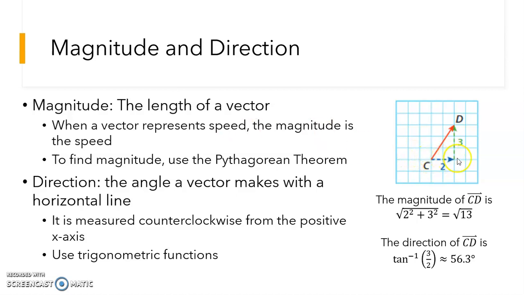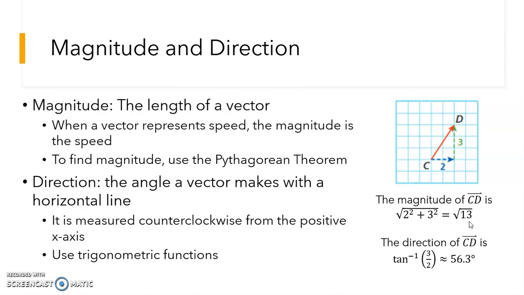Notice when I graph my vector and I write out the horizontal and vertical components, this makes a right triangle. The base is 2, the height is 3, and we want the length of this vector. So using the Pythagorean theorem, I can calculate that. Just 2 squared plus 3 squared, and then I have to do the square root to find the length of the hypotenuse. So in this case, my magnitude is the square root of 13.